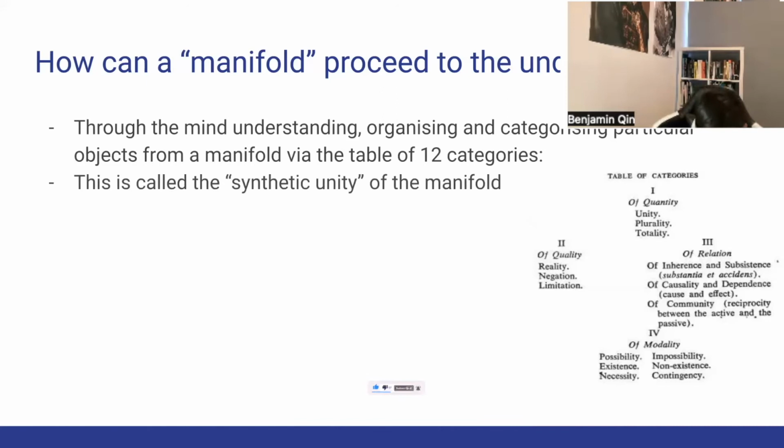Kant calls this entire process of the 12 categories being unconsciously used to organize and distinguish objects from the manifold the synthetic unity of the manifold. So it's quite self-evident: you synthetically unify objects from the manifold and you distinguish their predicates and properties. This idea of synthetic ties well into Kantian logic, although it's not formally called Kantian logic because Kant thought that the Aristotelian system of logic was already complete.